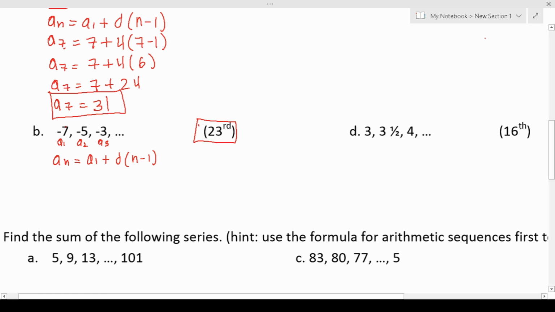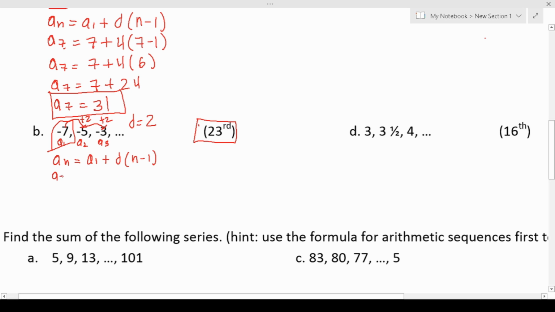We want to ask ourselves what will take us from -7 to -5. Of course, that's +2. What's going to take us from -5 to 3? That's going to be +2 as well. So we can see our common difference, our d, is going to be just 2 in this case. So with all those things identified, our a_1, our common difference, and the formula written down, we can solve this one, so let's start plugging things in.